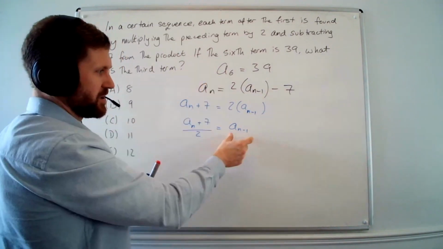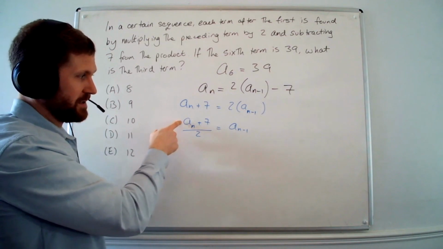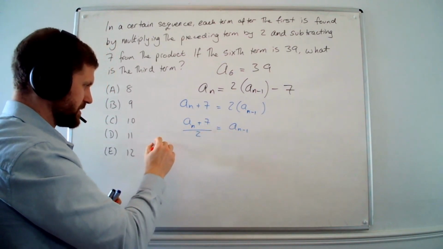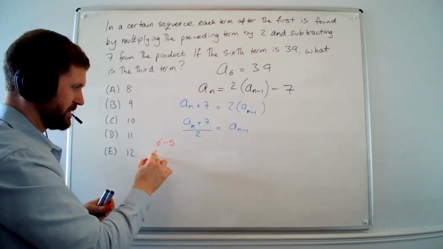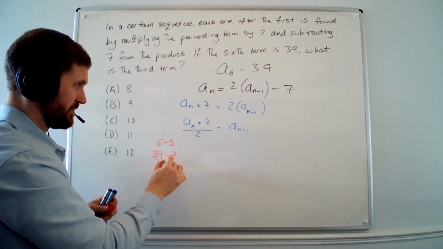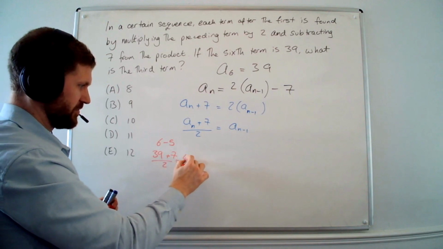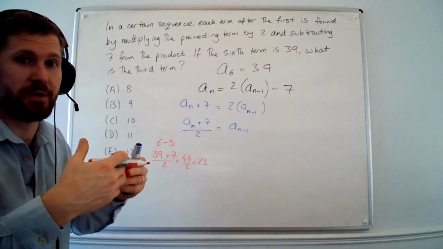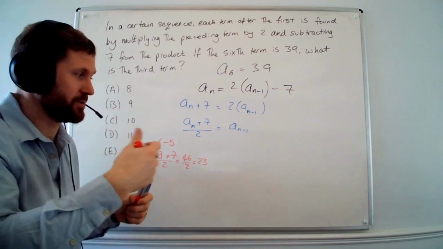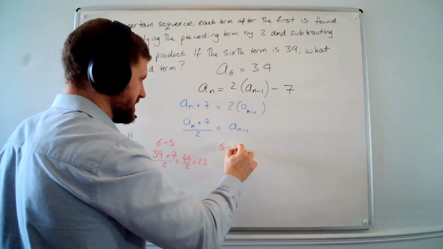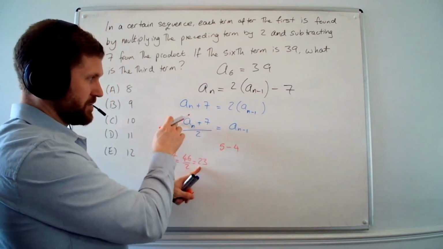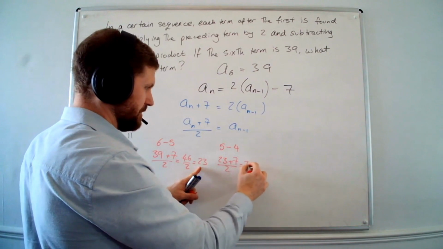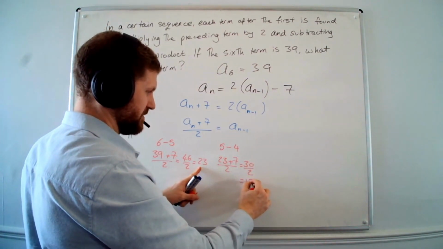So I can say the sixth term is 39. If I put that into this formula, I'm going to find out the fifth term, one lower. So the sixth to the fifth term is going to be 39 plus 7 divided by 2, or 46 divided by 2, that's going to be 23. Now I just repeat this process, turn the handle, do it again and again. To go from the fifth to the fourth term, I put 23 into that formula. So 23 plus 7 divided by 2 is 30 divided by 2. That's going to give me 15.